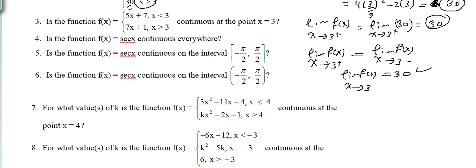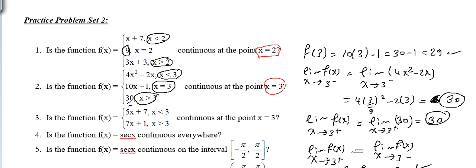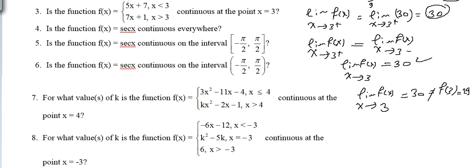Let's see condition 3. Is this limit of f of x as x tends to 3, which is equal to 30, equal to f of 3? No, because f of 3 we found at the beginning and it is 29. This means condition 3 is not satisfied and f is not continuous at x equals 3.